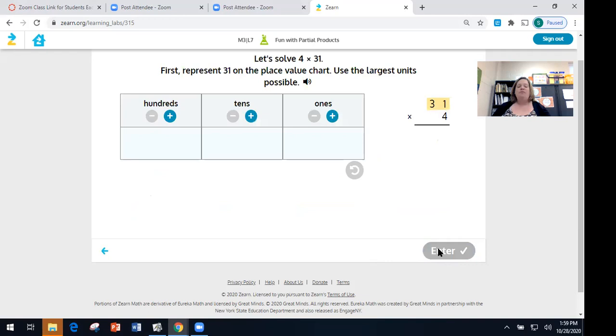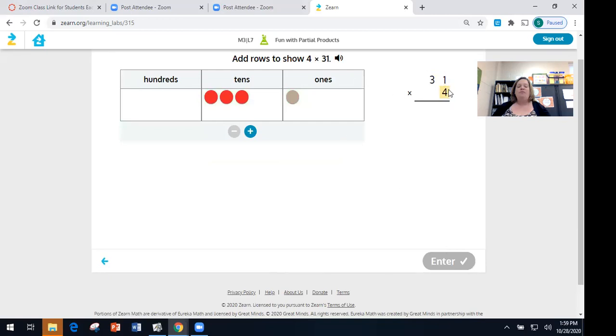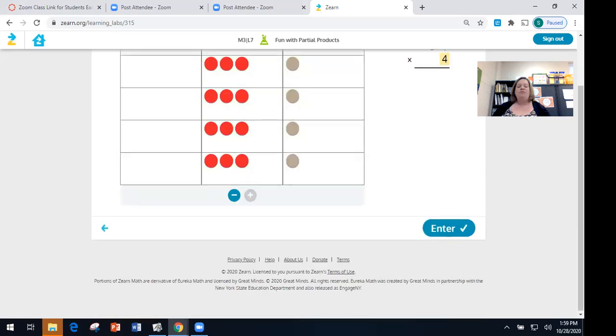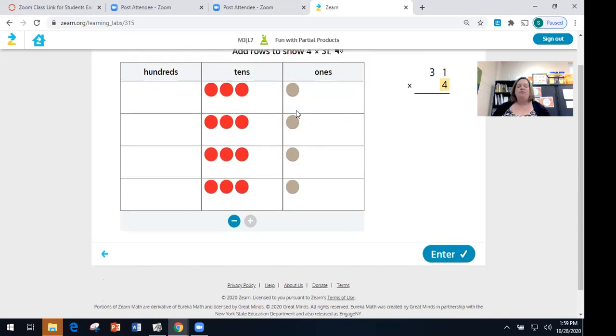Ready for one more? Let's solve 4 times 31. Let's first represent 31 on our place value chart. So if you had a place value chart at home, you would look at the largest number, which is 3 in the tens, and you would put 3. And then you would put 1 for the ones, 31. You guys know that because you've been working so hard on place value. Now we're going to add 4 rows. So we're really going to add 3 rows to make it 4. So now we have 4 rows of 3 tens and 1 one.